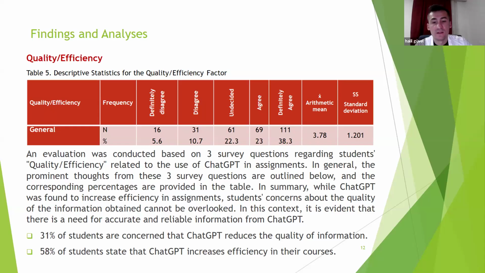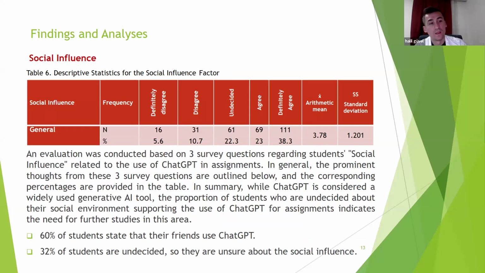And the quality efficiency factor, there are 3 questions in the quality efficiency factor right now. In summary, while ChatGPT was found to increase efficiency in assignments, students' concerns about the quality of the information obtained cannot be overlooked. In this context, it is evident that there is a need for accurate and reliable information from ChatGPT. And 31% of students are concerned that ChatGPT reduces the quality of information, and also 58% of students state that ChatGPT increases efficiency in their courses.